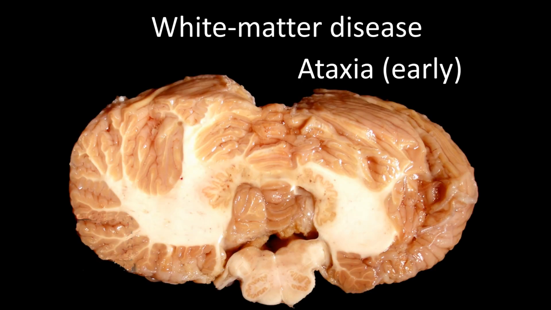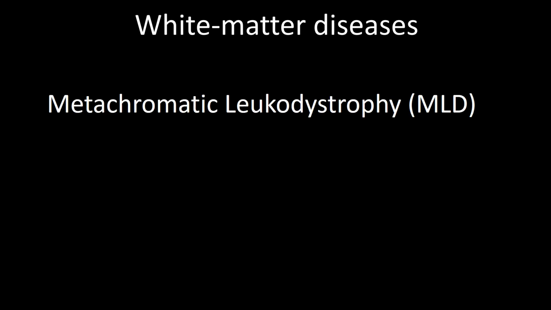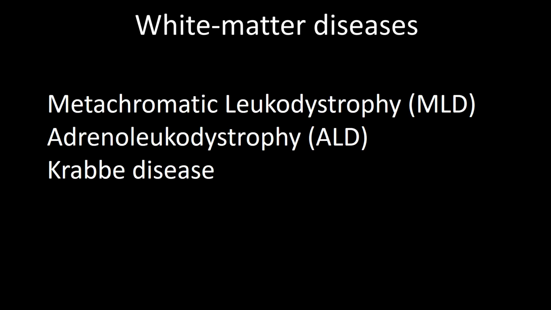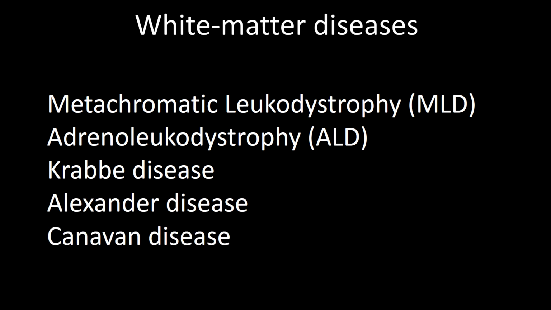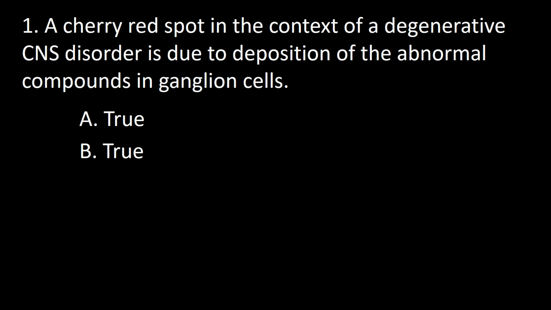Cerebellum white matter involvement in patients with neurodegenerative diseases usually produces ataxia. Spinal and brainstem involvement, that is white matter involvement, produces spasticity and sometimes signs of cerebral palsy. White matter neurodegenerative disorders include metachromatic leukodystrophy, adrenoleukodystrophy, Alexander's disease, Canavan's disease, and mitochondrial disorders. So the answer to this question is A.